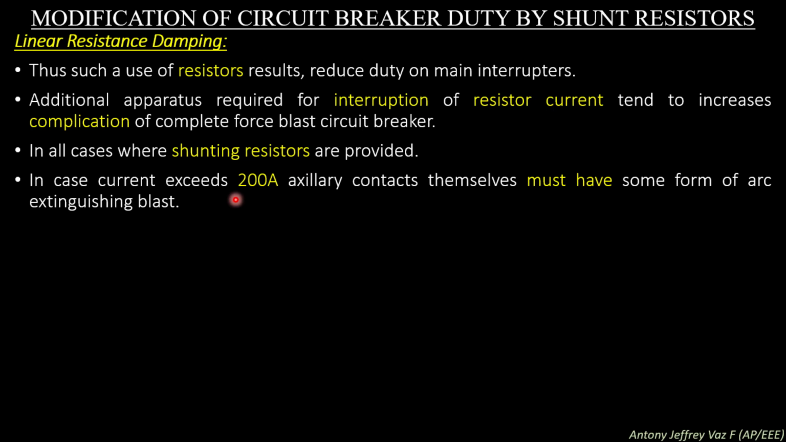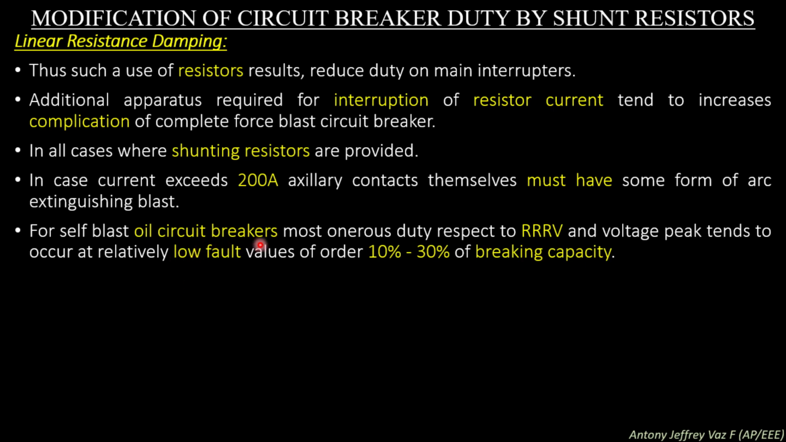In case of current exceeding 200 amperes, auxiliary contacts themselves must have some form of arc extinguishing blast. So while the current rating exceeds 200 amperes, then with the help of resistance damping, we also need to provide auxiliary contacts with arc resisting properties. In blast circuit breakers, a stream of blast air is also provided in the auxiliary contacts, so that the arc is extinguished when the current exceeds about 200 amperes, and resistance damping is also used in the circuit breakers.